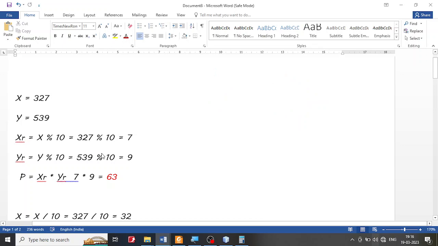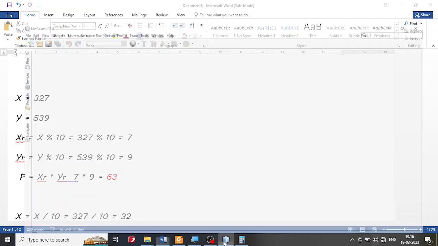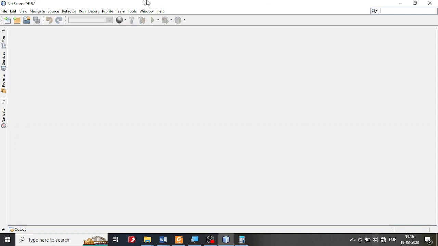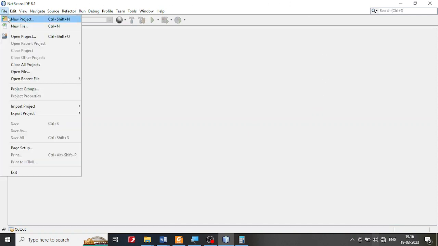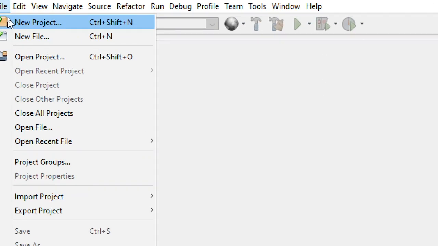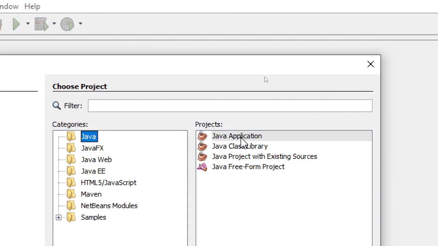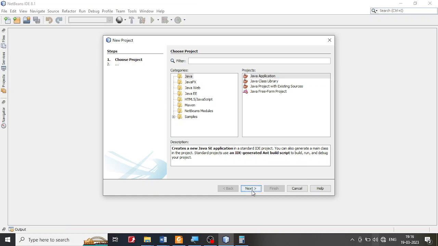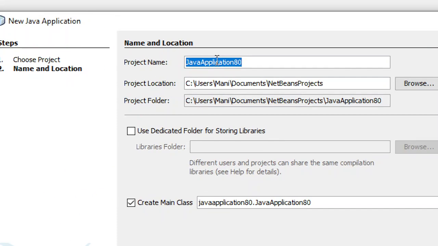So with this logic, let's go and solve it in NetBeans. I'm going to start a new project, take Java as my project, click next, and then give a name to this project. You can give anything. Okay, Sum, I can take sum of products, you can take anything.